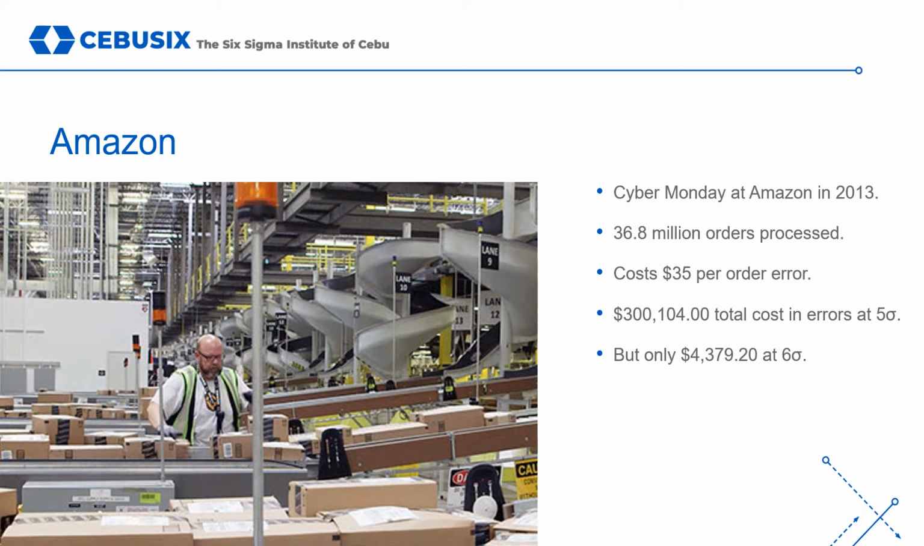Known as the start of Prime Week, the company processed 36.8 million orders in a single day. Let us assume that each order error cost the company an average of $35. Keep in mind that this is a conservative number as some errors can cost the company hundreds of dollars. If Amazon only operated at a 5 Sigma level, then those errors could have cost them as much as $300,000. But at a 6 Sigma level, the cost would be just under $4,400.